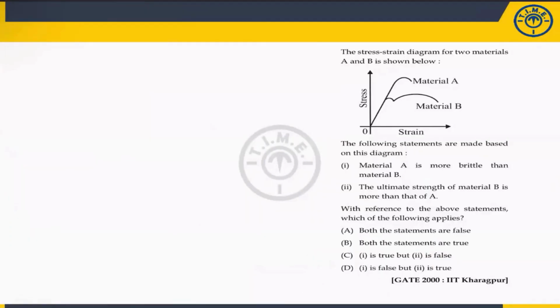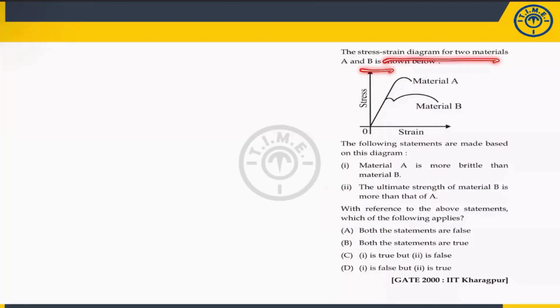One more conceptual question. The stress strain diagram for two materials is given, material A and material B. You have to identify, and regarding this figure they have given two important statements, and based on these two statements they have made the four options. Okay, read the question, and if you know the concept, just let me know. Otherwise, I will explain. What is the question?